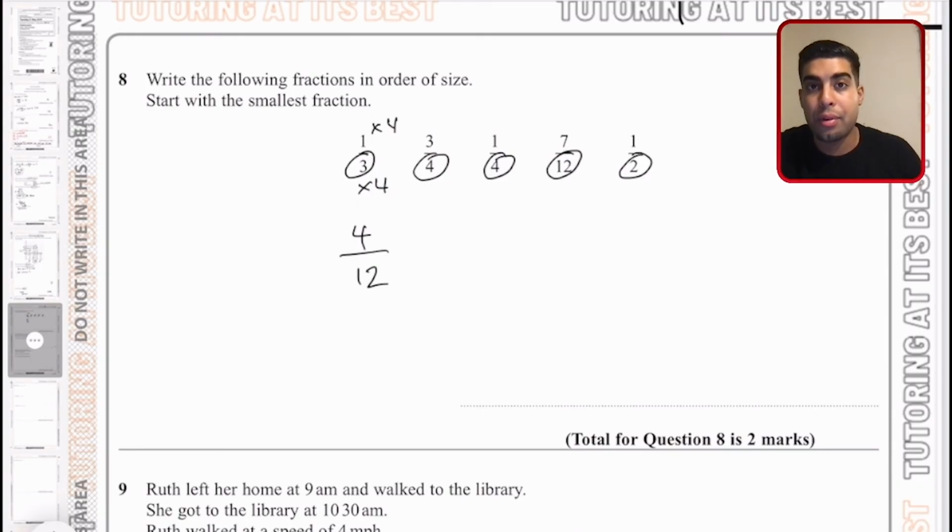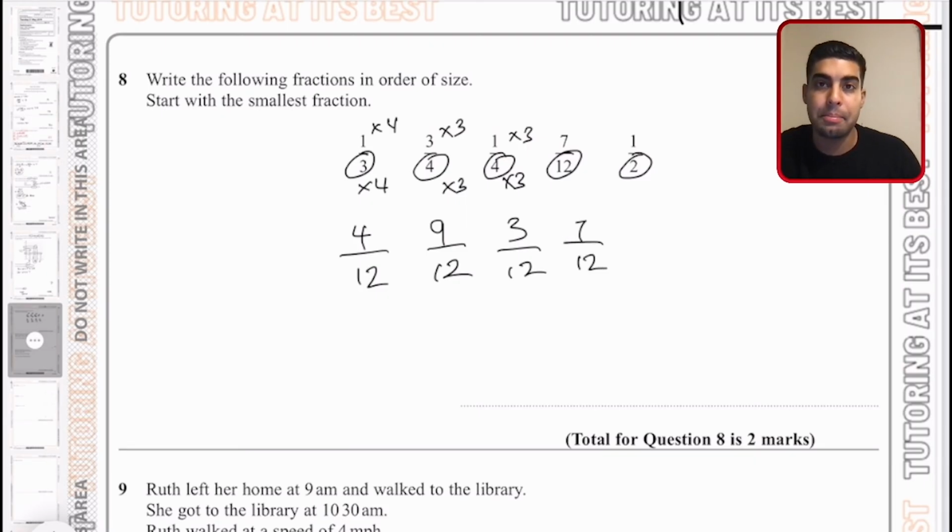I'll do the same for 3 over 4, but this time I need to multiply it by 3. And that again gives me 9 over 12. And then again, I'll multiply that by 3, and that gives me 3 over 12. But for the fourth one, which is 7 over 12, we can keep that the same. And then finally, we know 2 times 6 is 12, so 1 times 6 is 6. And that gives us 6 over 12. So that's our first step done.